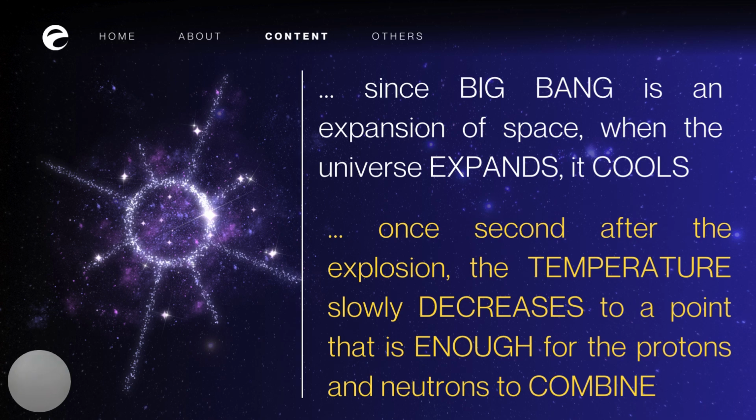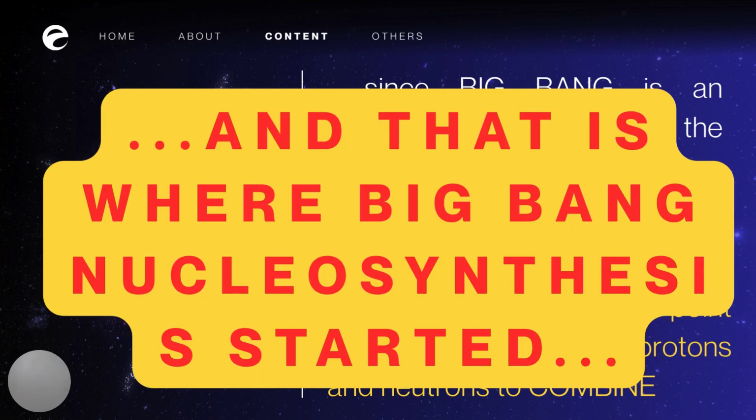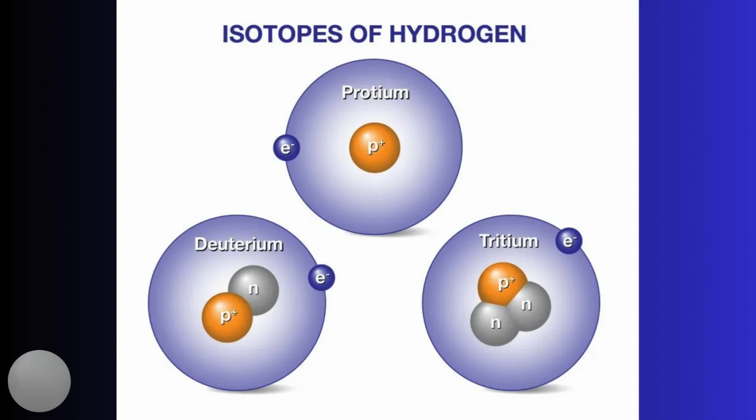So it expands, it widens, it cools. One second after the explosion, the temperature slowly decreases. From the extreme heat that destroyed protons and neutrons, the universe kept expanding and slowly cooled, its temperature decreasing to a point that is enough for the protons and neutrons to combine. And that is where Big Bang nucleosynthesis started. Okay, it began. Now, this is the serious part.